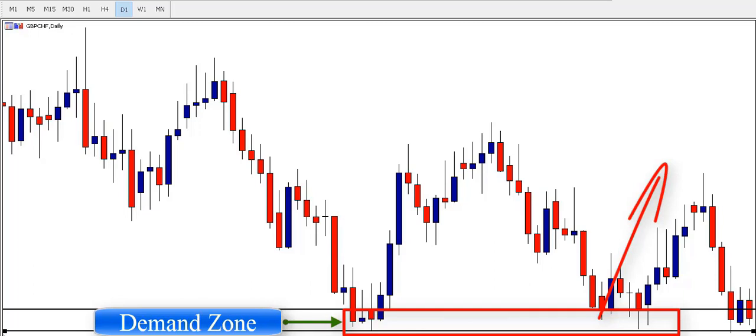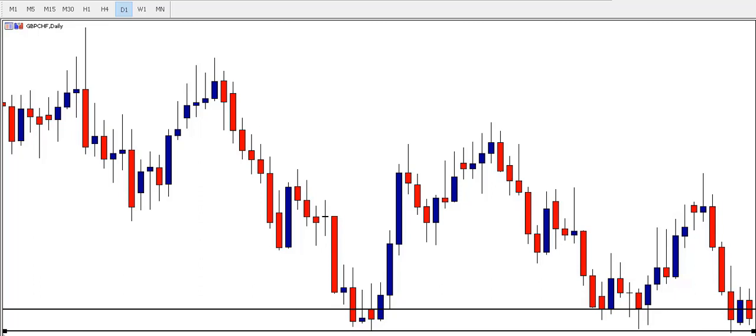So you can draw your demand zone here and enter at the close of this pin bar. Your stop loss is below the zone and your profit target is at the resistance level here. As you can see, this trade opportunity provides us with more than a 3-to-1 reward to risk ratio. We will talk about trading strategies in future lessons. Now just focus on how to identify the patterns.